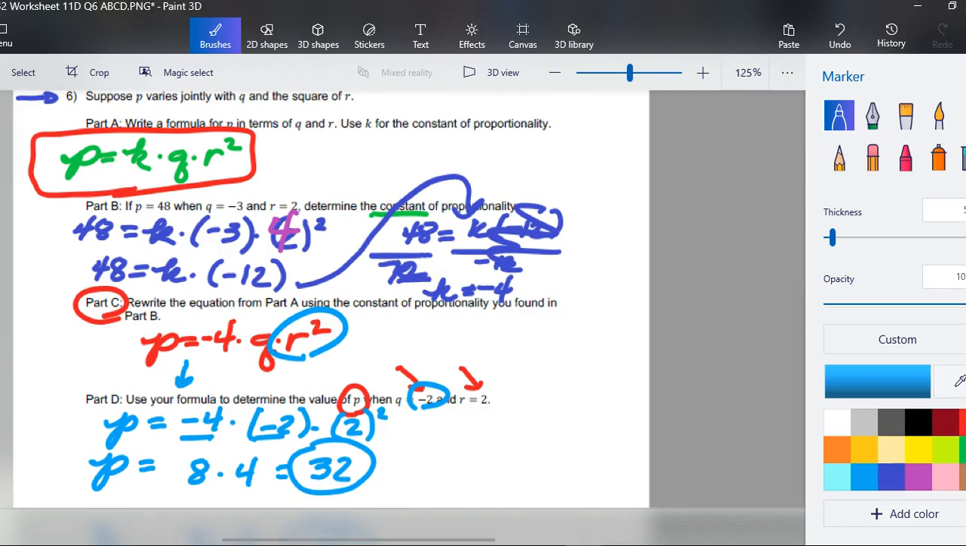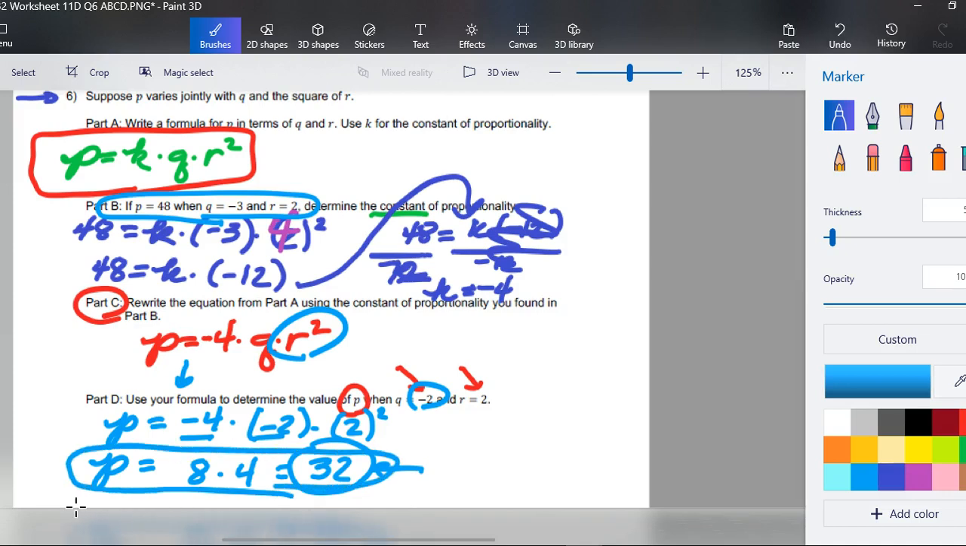Part E asks us to compare our answer from Part D. Here's Part D. Compare this answer to the given information in Part B. So right here we have some given information in Part B. We're going to compare what we got in Part D. Right here's what we got in Part D, and they want us to compare it to what we were given in Part B.